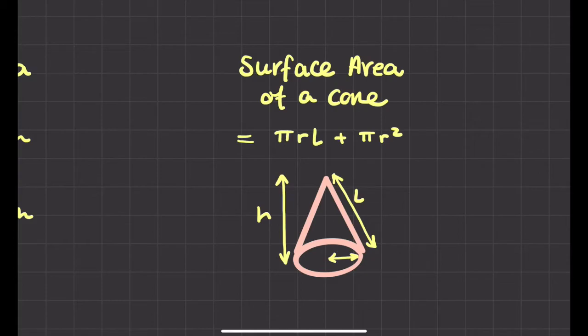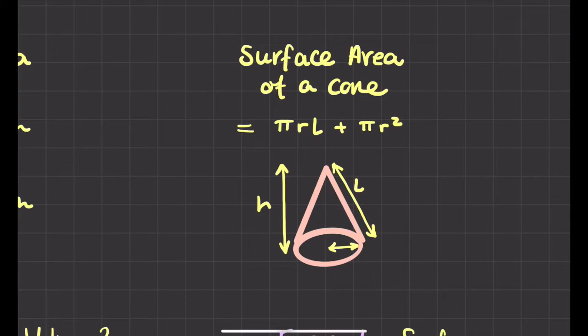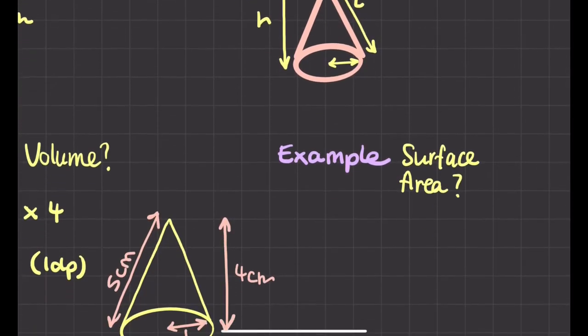Okay, so the surface area of a cone is pi times r times the slant length, and then you add on to that the area of the circle on the bottom here. Okay, so this here, pi r l, that gives you the curved area of your cone. Okay, and then here we've just added on the circle on the bottom. Okay, so let's have a go at some examples.